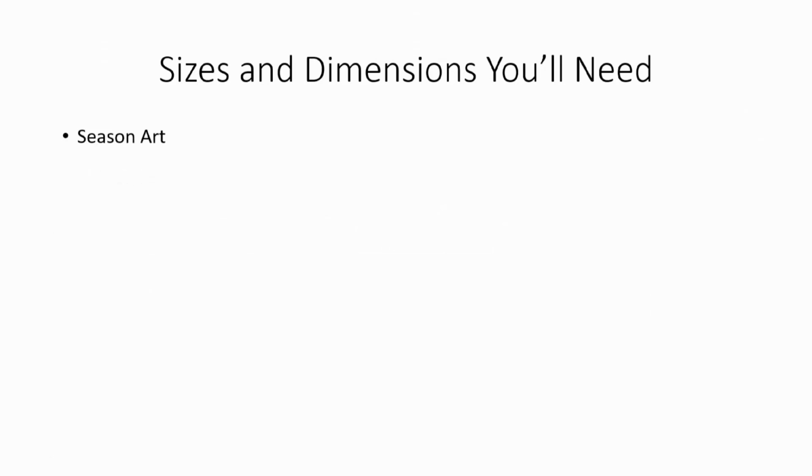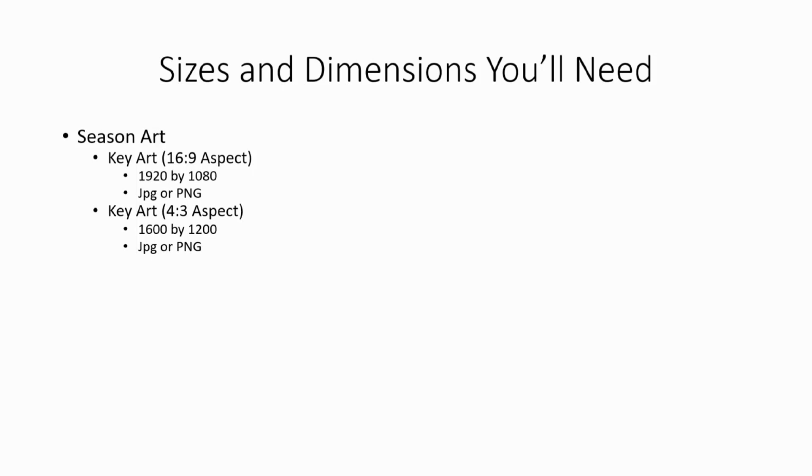So to create the necessary artwork, when you are creating episodes or episodic videos, you are going to need seasonal art. And those are going to require some specific aspects to the graphics. You're going to need a widescreen aspect. You're going to need a 1920 by 1080 photo to appear correctly, and it can be JPEG or PNG. Now, there is key art that you'll need to create that is also a 4 by 3 aspect ratio. That'll need to be 1600 by 1200, JPEG or PNG.